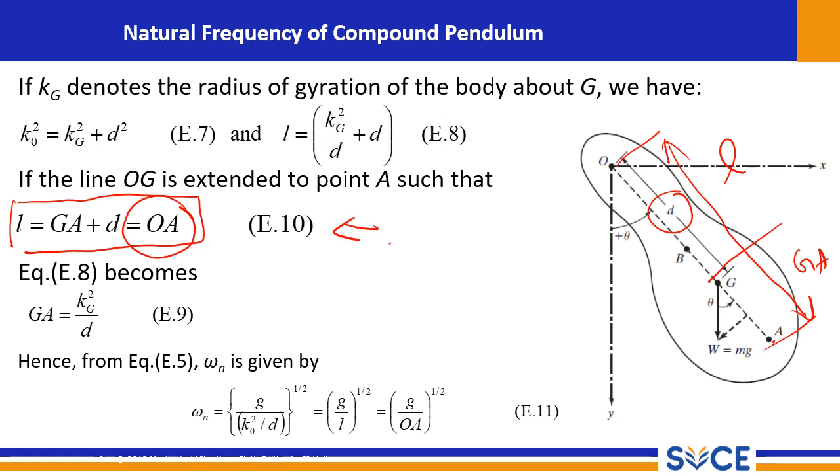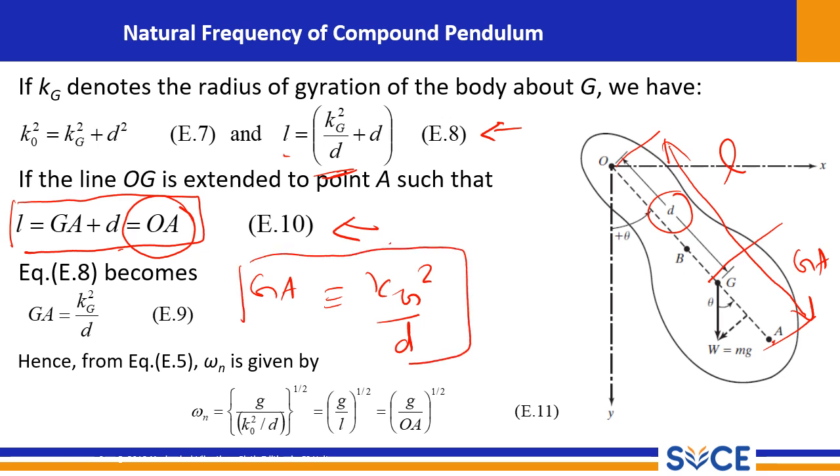With this geometric interpretation, if we substitute in equation 8 and compare these two things, L equal to GA plus D, and here L equal to k_G squared by D plus D. So hence, GA is equal to k_G squared by D. Now, using this, what is GA? GA is nothing but this point.